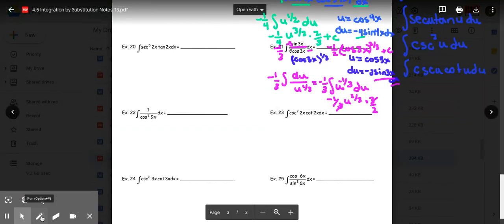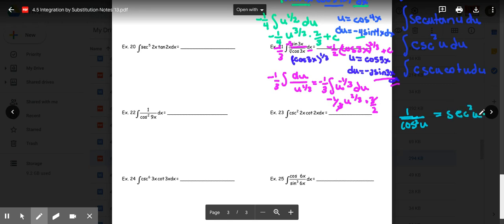All right, so moving this down, we have example 22. Anytime we saw 1 over cosine squared before, we rewrote it right away as secant squared, because you can't integrate 1 over cosine squared. And the same thing as 1 over sine squared. We're rewriting it to something we can integrate, and that would be cosecant squared. So this, I'm going to rewrite as secant squared 9x dx.